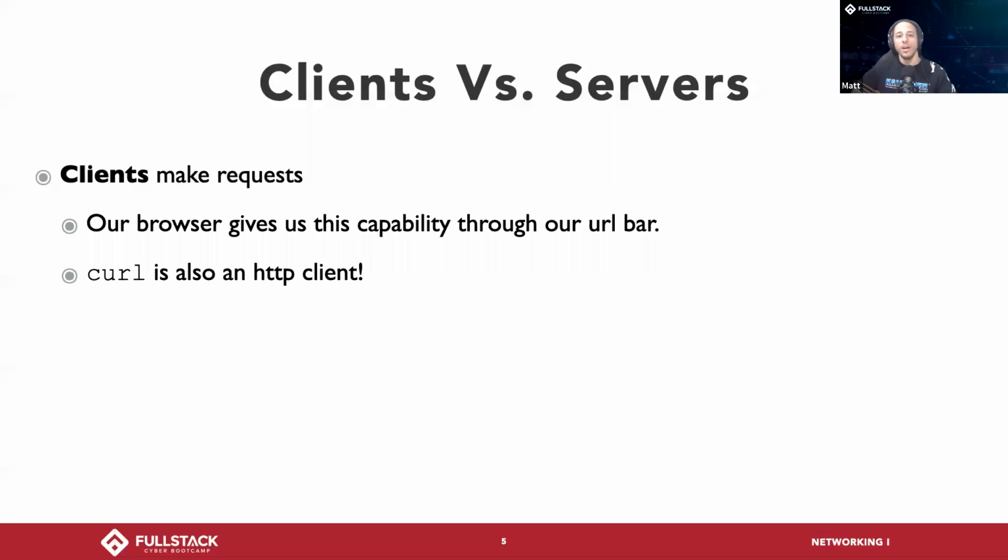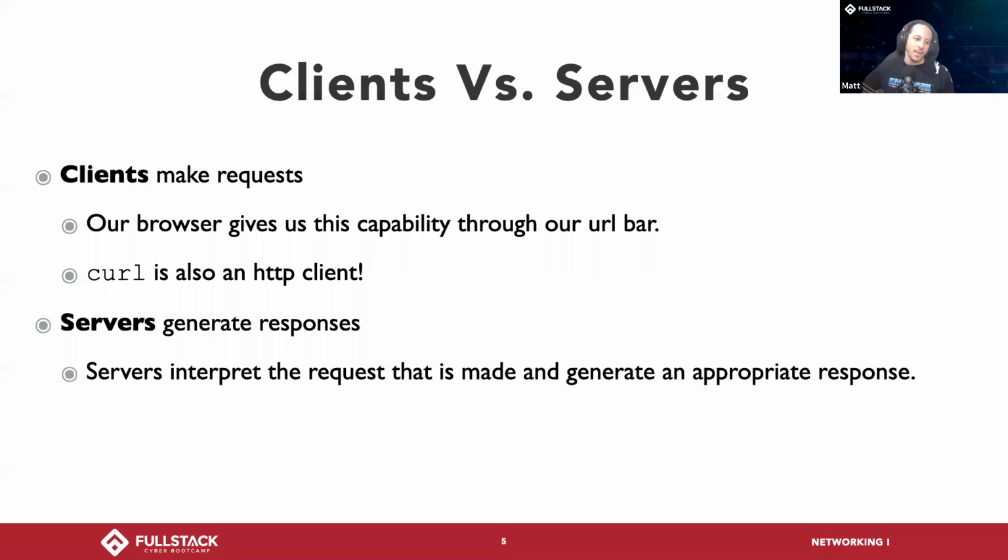But there are other ways we can make requests. There's a command line tool to make requests that you guys are going to get a little bit familiar with. So you can actually ask for the internet through your command line, and we'll do that later. So you could use curl. Now servers generate responses, right? No big surprise there, right? The client asks for something, the server serves it up.